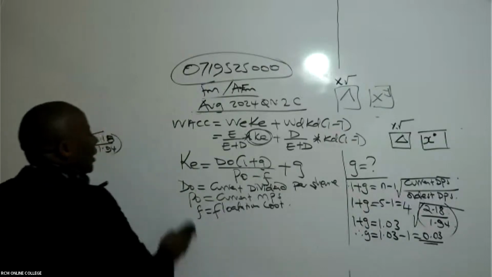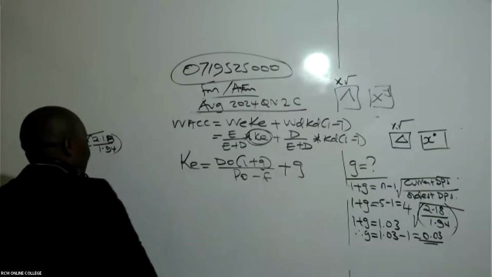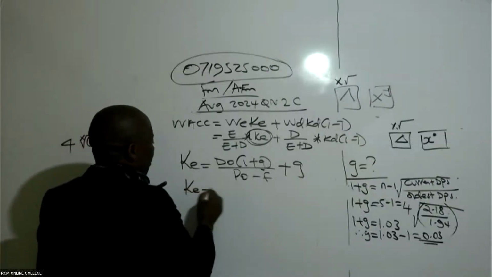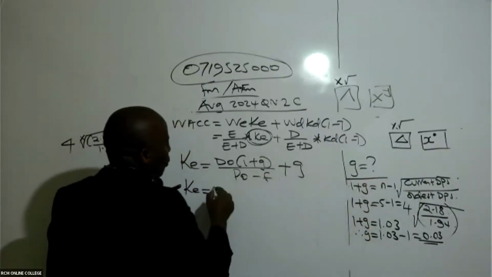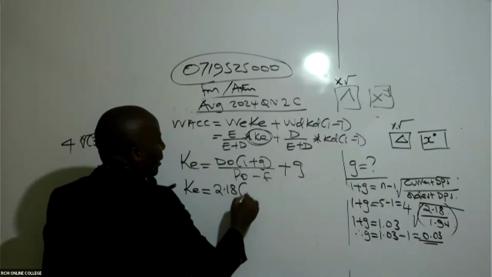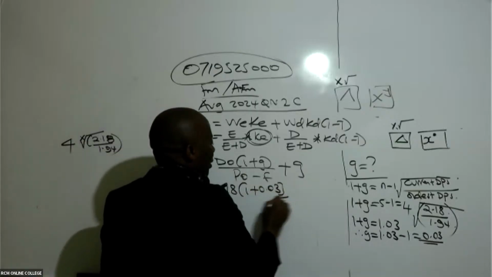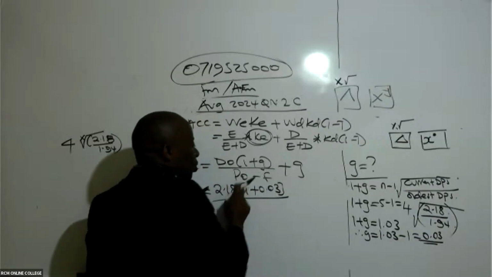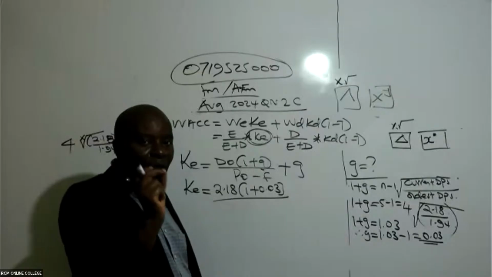Then you have been able to get the growth rate, which is 0.03. Then I can easily get the KE. The KE will be the current dividend, which you have picked here. Current DPS is 2.18 times 1 plus growth rate, where growth rate is 0.03, all over the current price per share. You see this O? O means current.